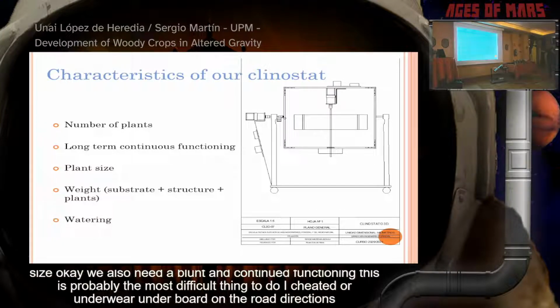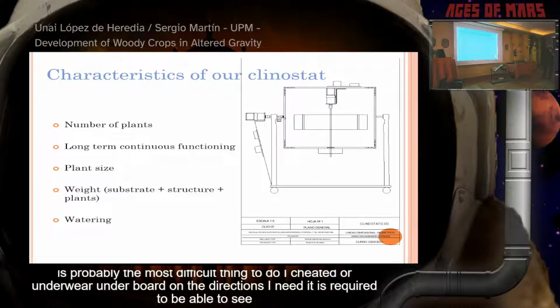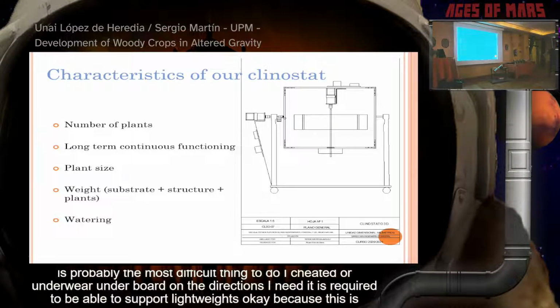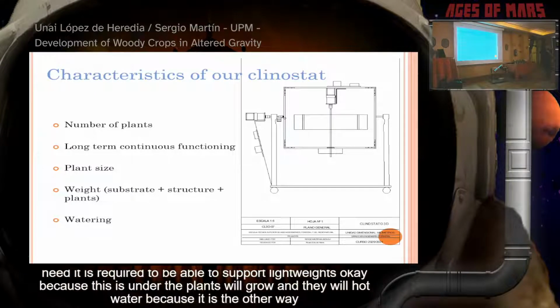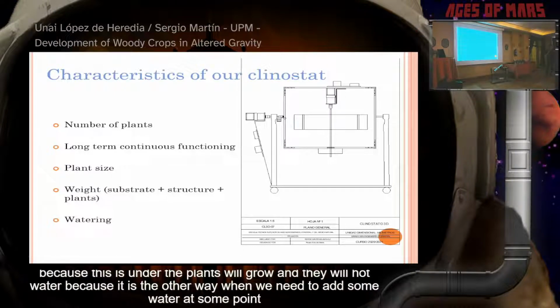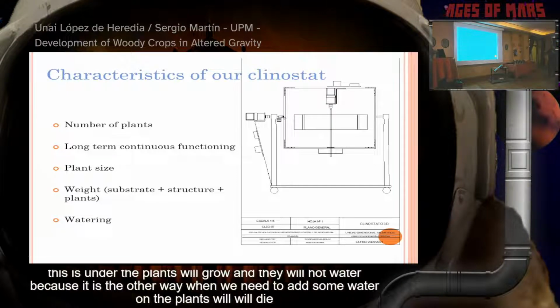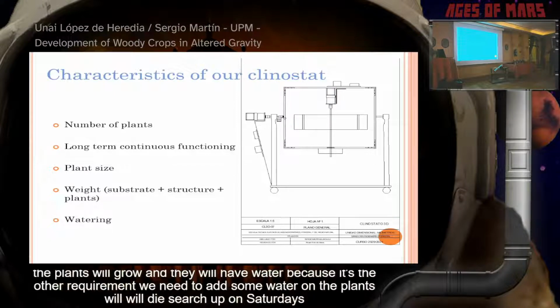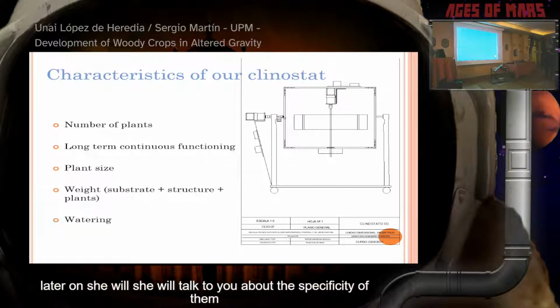And it also required being able to support large weights, because this is a heavy structure. As you can see here, it has a substrate within the cylinder, and the plants will grow, and they will have water, because it is the other requirement we needed. We need to add some water here at some points, because otherwise the substrate will dry and the plants will die. So Sergio constructed this clinostat. Later on, he will talk to you about the specificities of the mechanical construction.